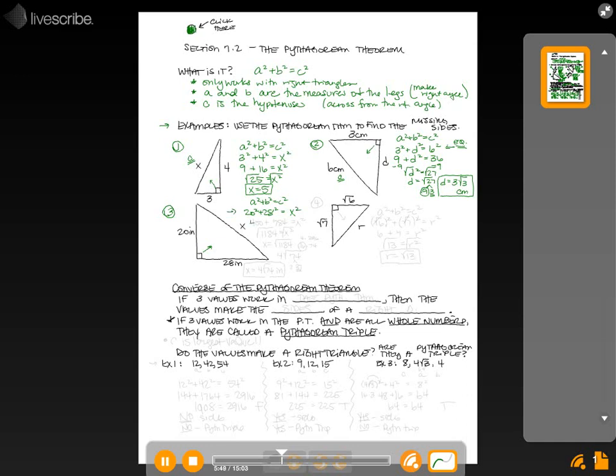20 squared, we'll probably need to put that in our calculator. It's going to be 400. And 28 squared is 784, equals x squared. We're going to add those two things together. 784 plus 400 gives us 1184 equals x squared. Take the root of both sides. I'm going to switch these around: x equals the square root of 1184.